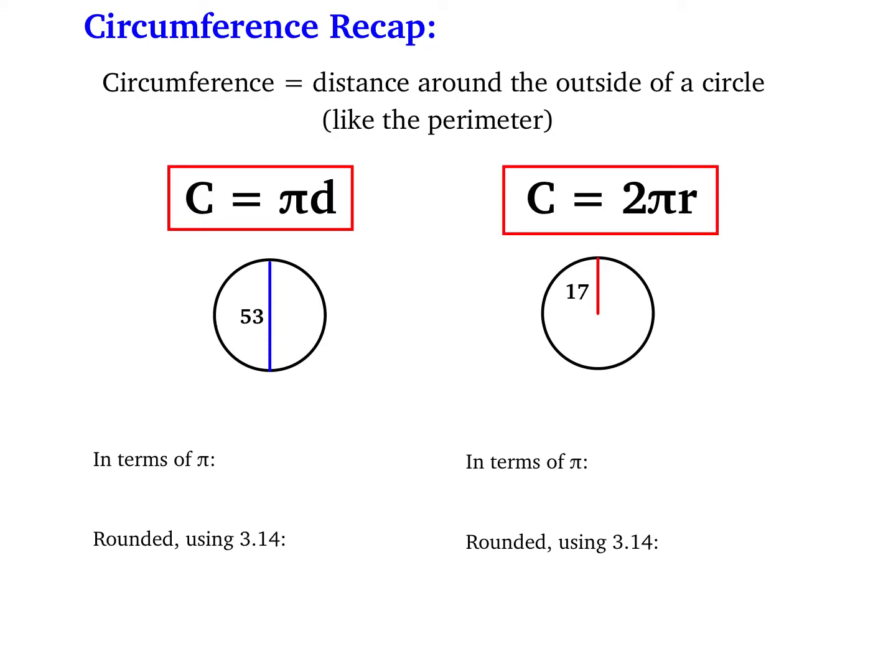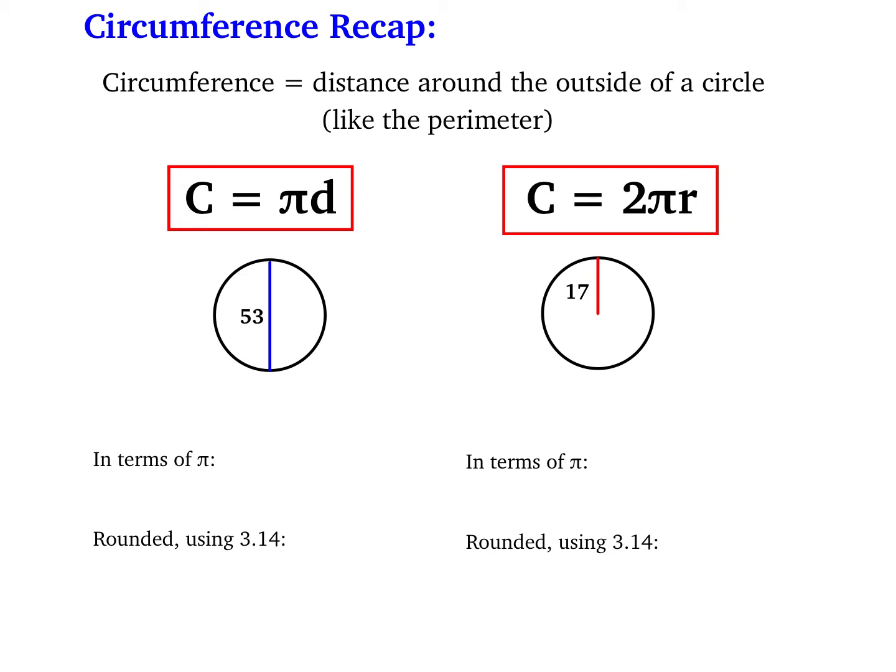Before we start working backwards from circumference, let's do a quick recap on how to calculate the circumference of a circle. You have two options depending on what you know from the circle: one if you know the diameter, which is the full distance across, and one if you only know the radius, which is that halfway. So in terms of pi, it's not actually multiplying it by pi, so instead kind of showing everything else.